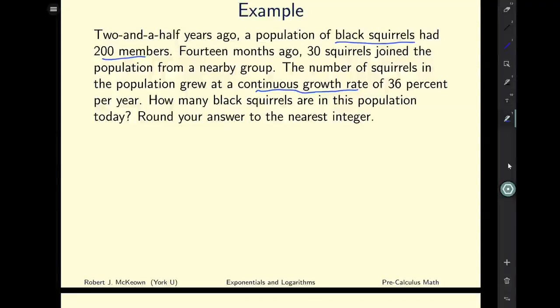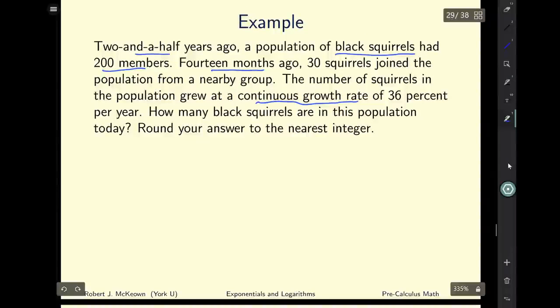Now, we've got something happening 14 months ago and something happening 2.5 years ago. So why don't we convert everything into months? And so this is, of course, 14 months. And if we have an annual continuous growth rate of 36% per year, then that's like having a continuous growth rate of 3% per month.